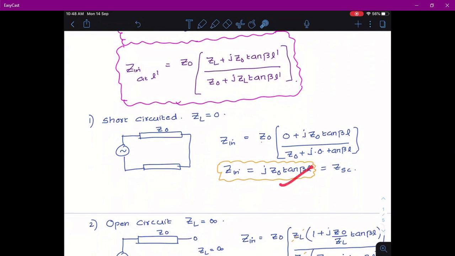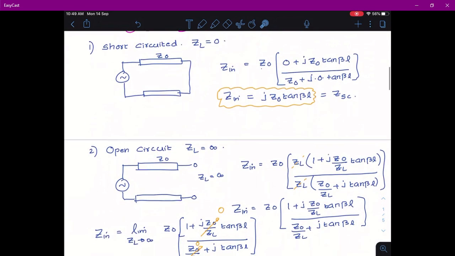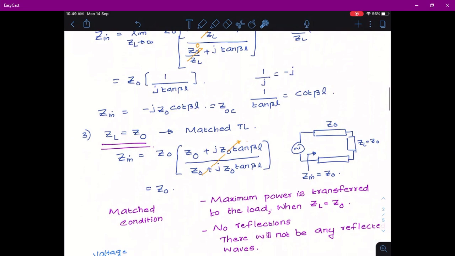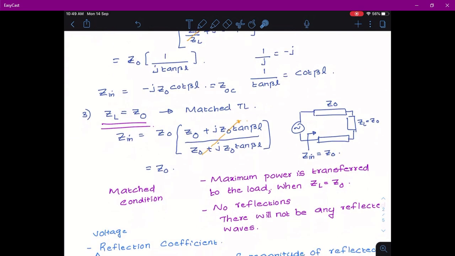You saw the input impedance of a short circuited line. You have an open circuit. You also saw the input impedance of an open circuited line. And then there is an important condition which is called a matched transmission line, where if the load impedance is equal to the characteristic impedance, the input impedance seen is equal to the characteristic impedance, and in this case you will have the maximum power transfer and there won't be any reflections. This is called a matched condition.